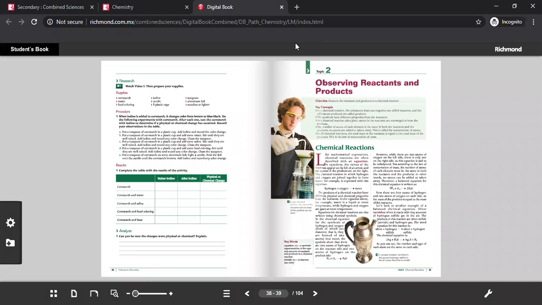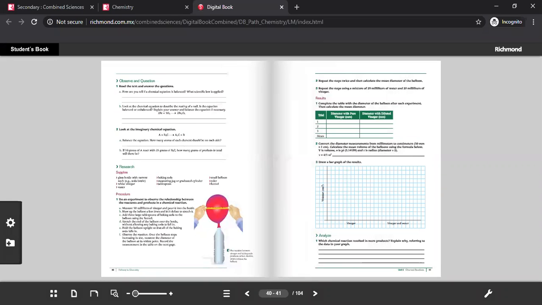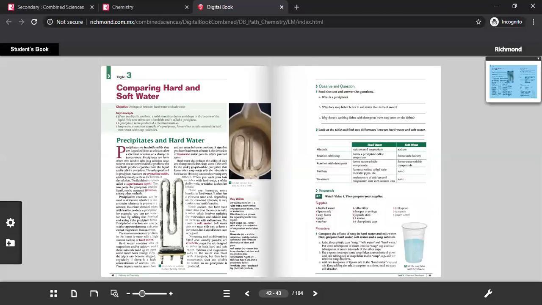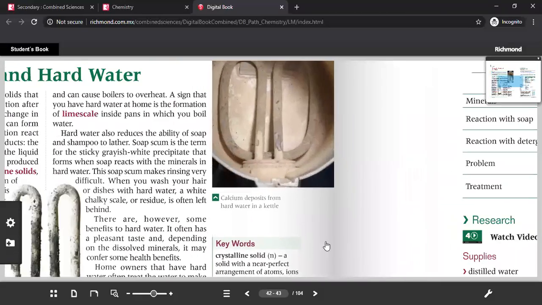So now I'm gonna flip the pages. You know that there are some pages describing the experiments, but we are not going to concern ourselves with this matter at this point. But we can see that the next topic is comparing hard and soft water, right? So let's get to it, shall we?